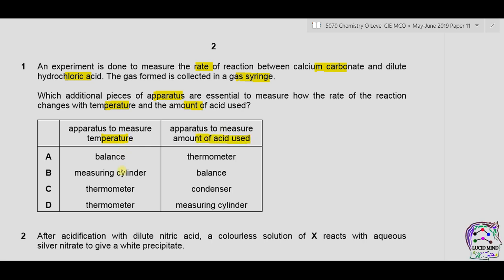Now temperature can only be measured by thermometer, it cannot be measured by balance or measuring cylinder, so therefore it could be either C or D. The apparatus to measure the amount of acid cannot be condenser, it can only be measuring cylinder, as measuring cylinder is used to find out the volume while condenser is used to condense vapors back into the liquid state. Correct answer is therefore D.